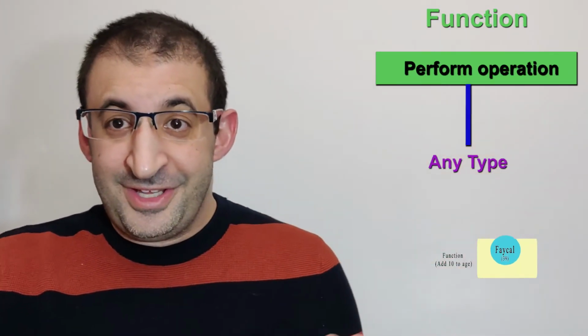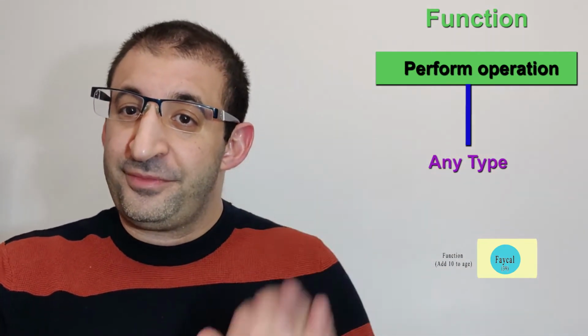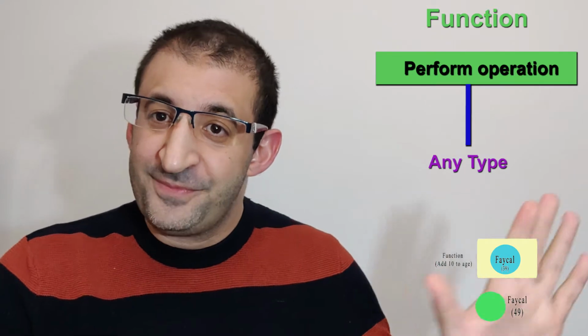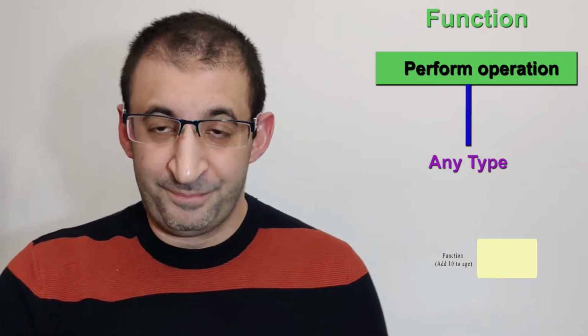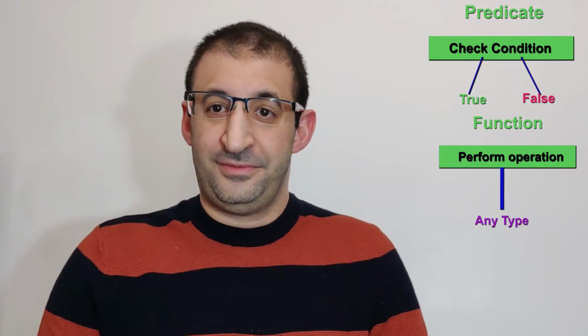Function can return any type of value. There is a difference between them. I repeat, Predicate can return only a Boolean value. Function can return any type of value. So let's see how to declare the interface Function.